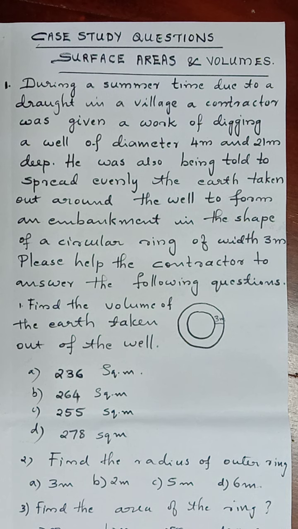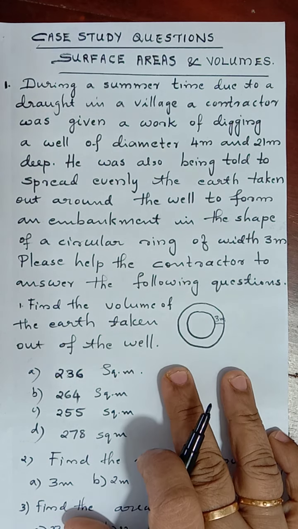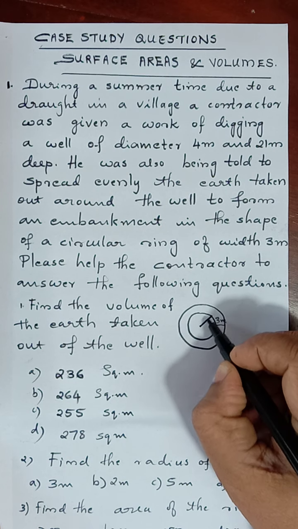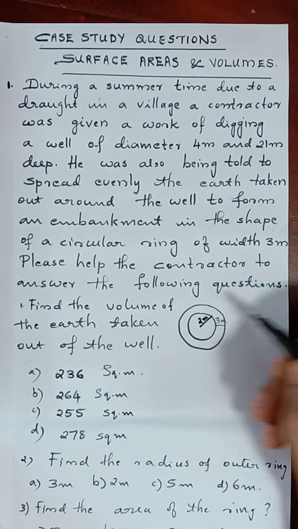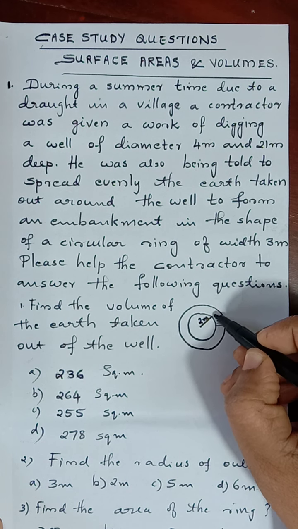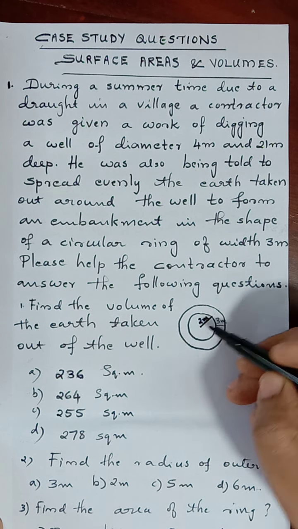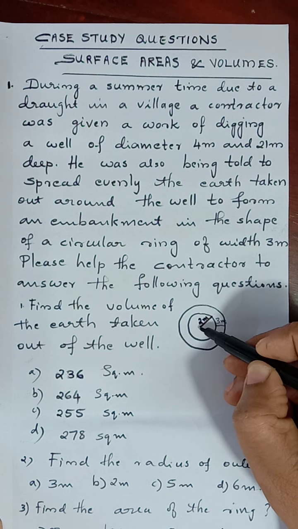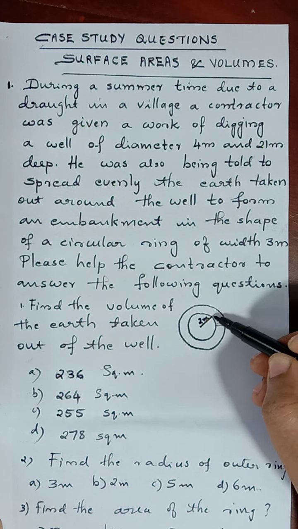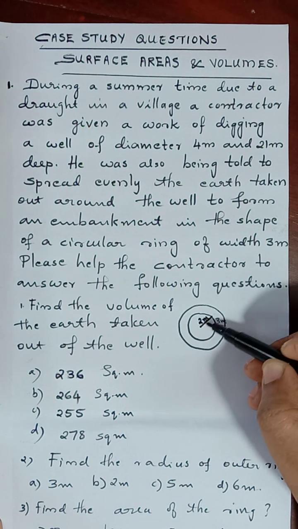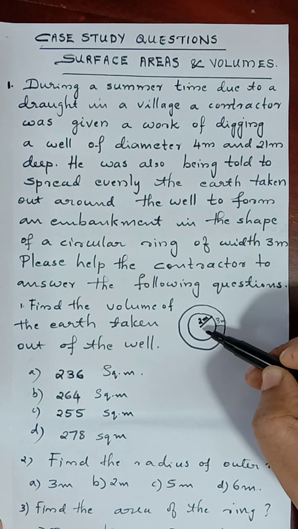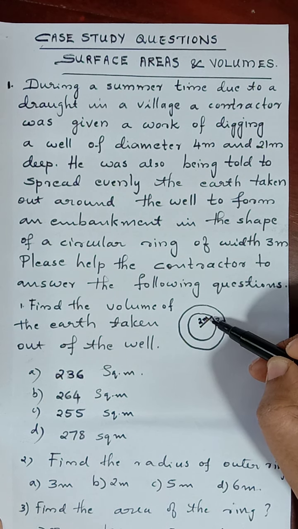And the diameter of the well is given to us as 4 meter. Therefore, radius is 2 meter. Then it has an embankment width of 3 meter. So the outer ring will have 5 meter radius, 2 meter plus 3 meter width. 5 meter will be the radius of the outer ring. So the inner circle will have radius 2 meter.